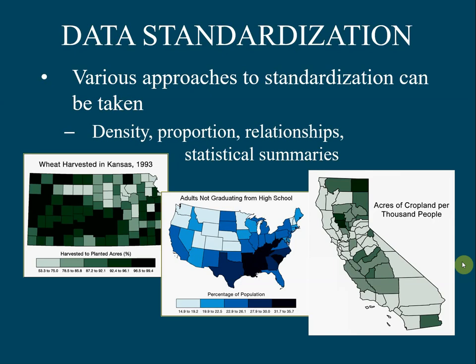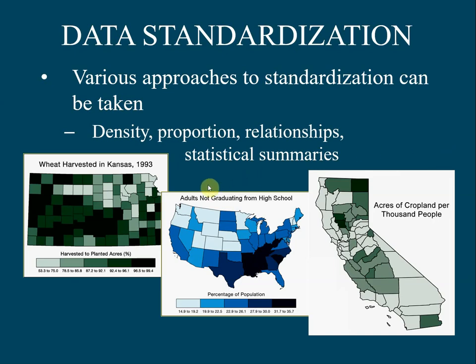All right, so there are several different ways to approach data standardization, as you've seen throughout this class already. So we can do it by density or population or proportion, very normal ways. Sometimes we do it based on other types of relationships or statistical summaries. So, here we're looking at acres of cropland per thousand people, so that thousand people is what we're normalizing it by, not just the total population, if that makes sense.